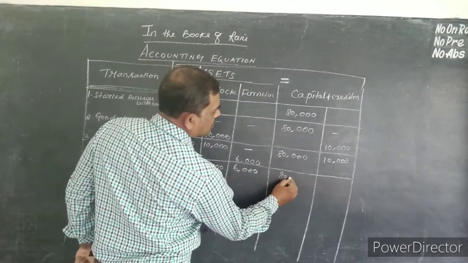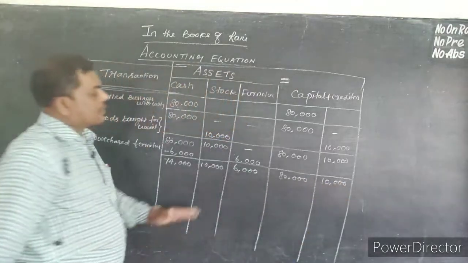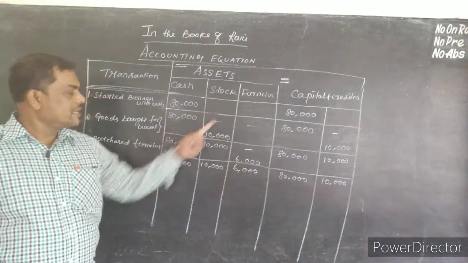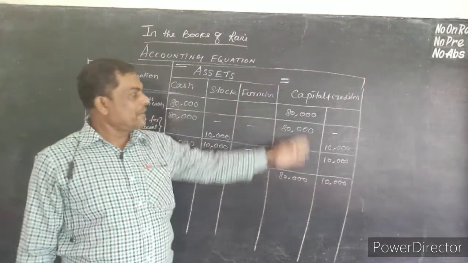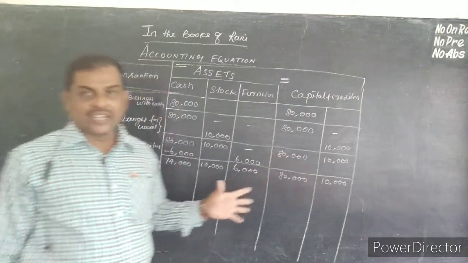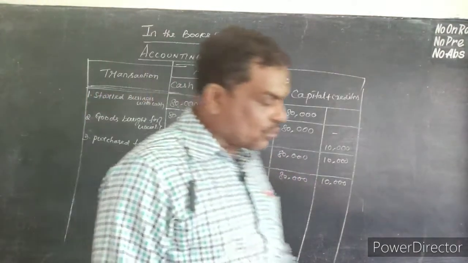Here 80,000. Here 10,000. See, just add all the asset details. 74 plus 10 is 84. 84 plus 6 is 90. Liability side: 80 plus 10 is 90. Definitely the assets should be equal to liabilities. Now, what is the fourth one?